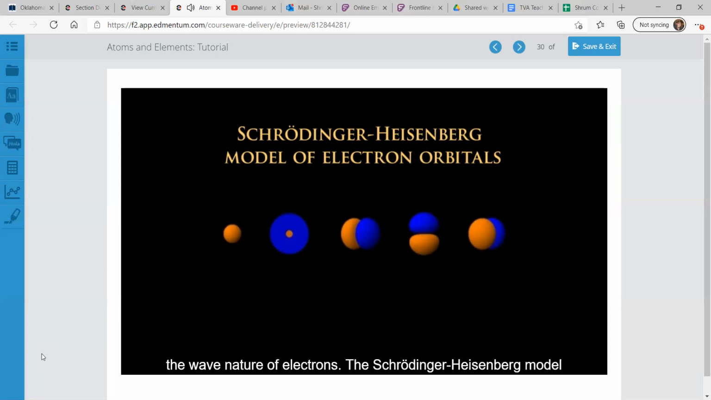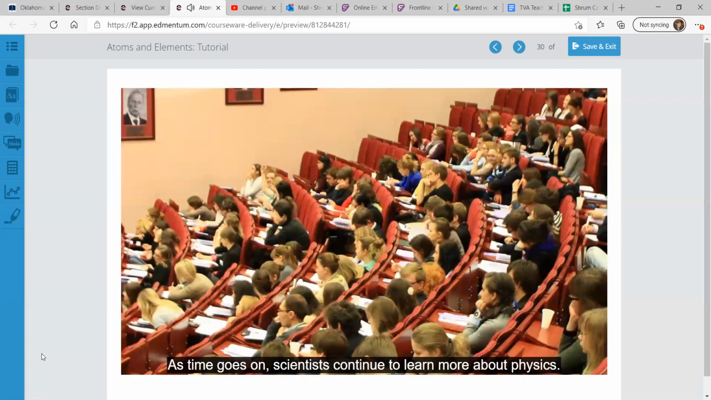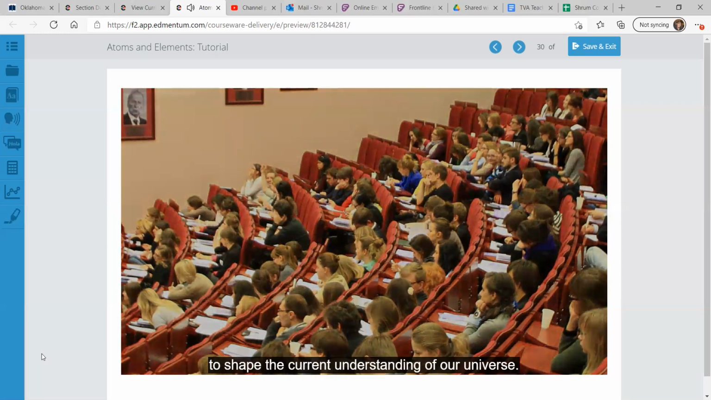The Schrodinger-Heisenberg model demonstrates that electrons are found in a cloud-like cluster around the nucleus rather than in the levels laid out by Bohr. As time goes on, scientists continue to learn more about physics. They debate and review knowledge that's collected by other scientists and use these observations to shape the current understanding of our universe.